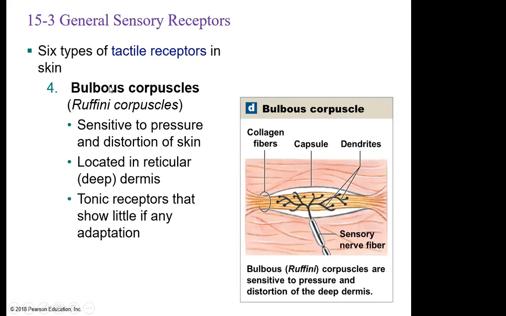Ruffini, I like to call these Ruffini instead of bulbous corpuscles because I just like the name a whole lot better. Ruffini are going to be sensitive to the pressure and distortion of the skin. So if somebody were to walk up to you and twist or try to stretch your skin, that would be Ruffini. Tonic receptors, little adaptation. It doesn't feel very good to have your skin just twisted, so that stimulus is going to stay there as long as someone is twisting your skin.